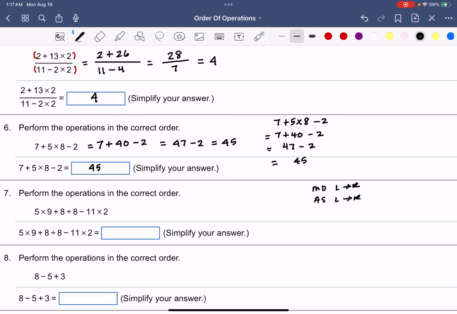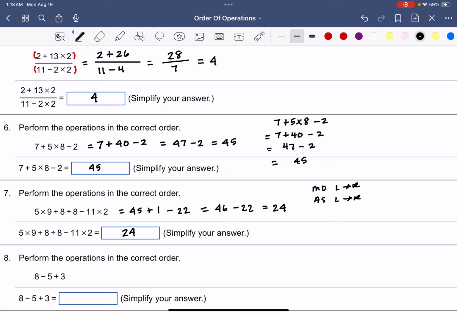So let's see. I've got multiply. 5 times 9 is 45. Plus, I can go ahead and do that division because division is going to be next because I'm going left to right. 8 divided by 8 is 1. Minus multiplication. 11 times 2 is 22. So notice I did the multiplication, division, multiplication because that was left to right. Now I'm going to add, subtract left to right. 46 minus 22. That's going to give me a final answer of 24.